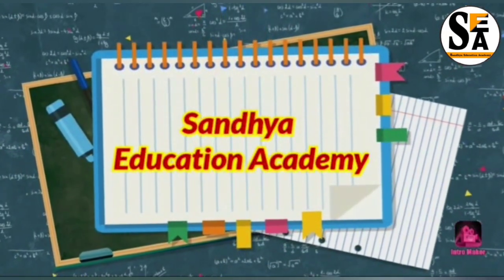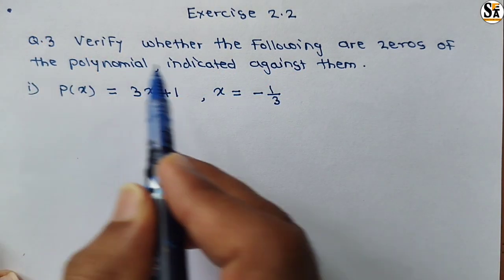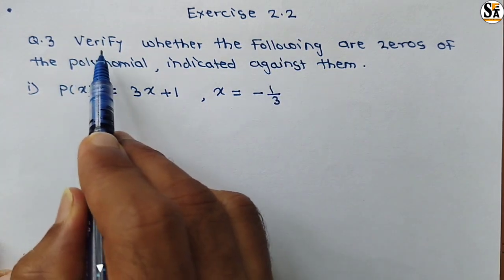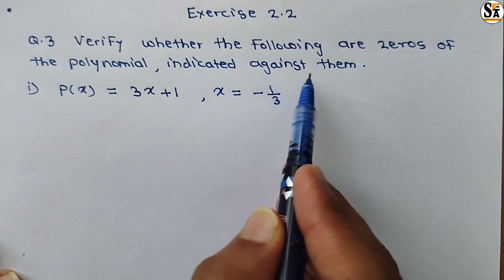I am Santosh Wag. In this video, we will see questions number 3 and 4 of exercise 2.2, chapter Polynomials, class 9th mathematics. So let's start our video. See the question number 3 for exercise 2.2. Question is given: verify whether the following are zeros of the polynomial indicated against them.